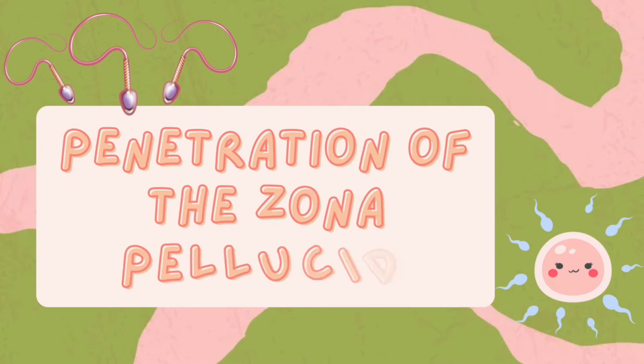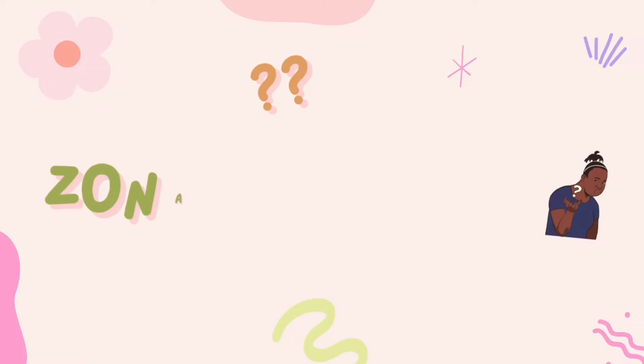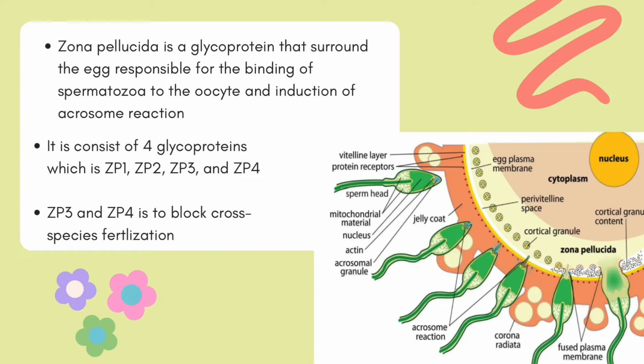Next is the penetration of the zona pellucida. What is the zona pellucida? Zona pellucida is a glycoprotein layer that surrounds the outer layer of the plasma membrane of the oocyte, which causes the acrosomal reactions and maintains the sperm binding. Zona pellucida consists of 4 glycoproteins, which are zona pellucida 1, zona pellucida 2, zona pellucida 3, and zona pellucida 4. In humans, zona pellucida 3 and 4 are responsible for blocking cross-species fertilization.